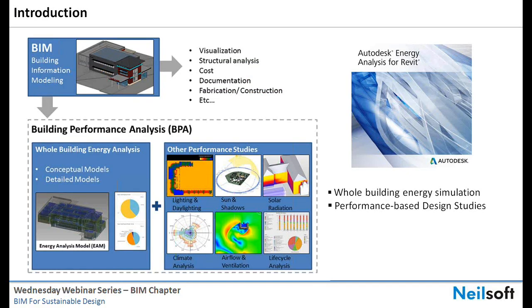Building information model is a model containing information which can be utilized for visualization, structural analysis, costing, documentation, etc., depending upon the level of information and level of detail present in the model. In this webinar, we are going to discuss building performance analysis using BIM. There are two types of BPA, like whole building energy analysis and performance-based design studies. In today's discussion, we will be concentrating on the conceptual model details and detailed models. And for the entire exercise, we will be using Autodesk Revit for energy analysis.